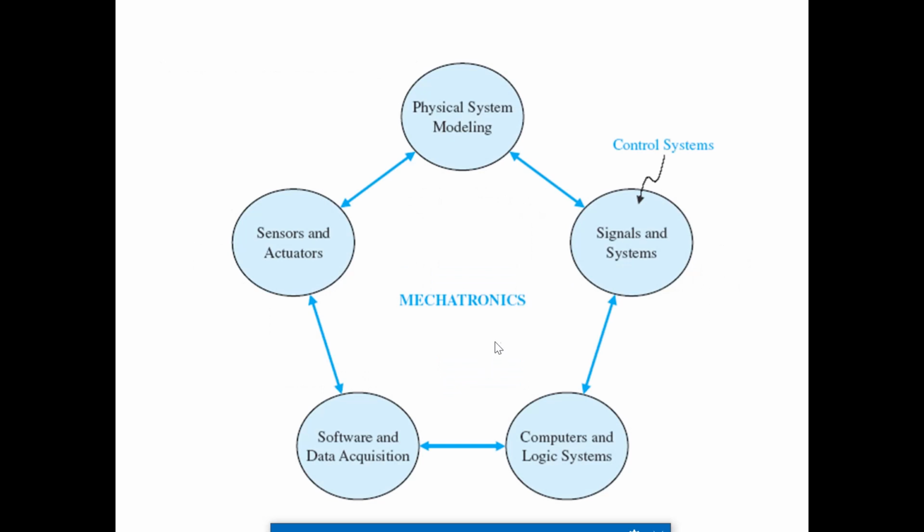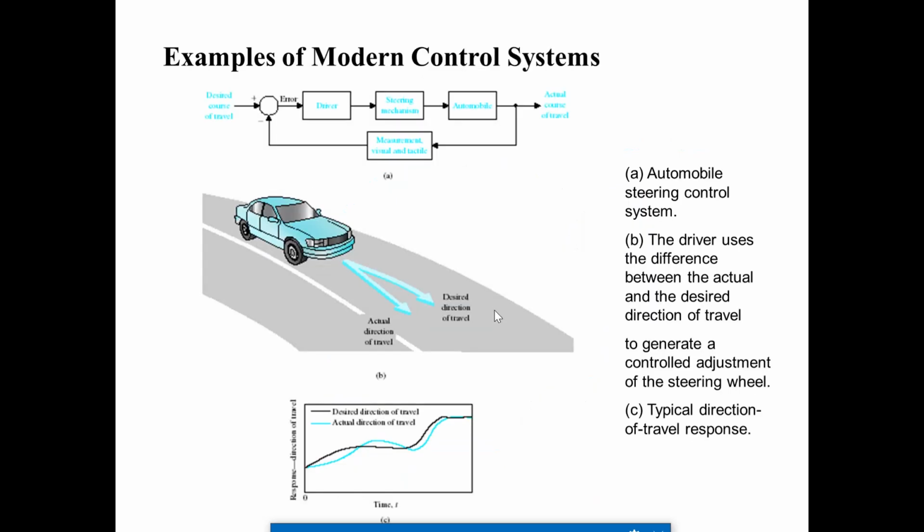And then there is a subject called mechatronics. This is also out of syllabus, just for your understanding purpose. This mechatronics includes various things: sensors and actuators, physical system modeling, and signals and systems, that is control systems, we are going to have in mechatronics. Computer and logic systems, and software and data acquisition. These all things are interrelated or correlated with one another. That complete structure forms the subject of mechatronics, which includes the combination of mechanical plus electronic systems.